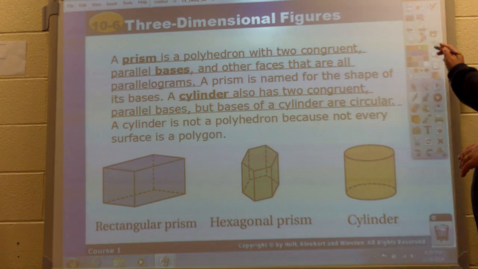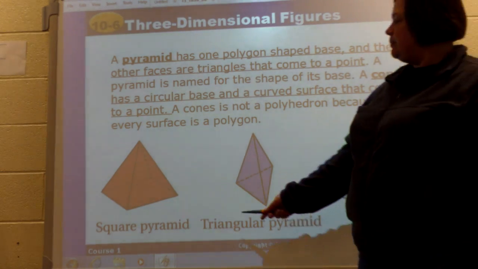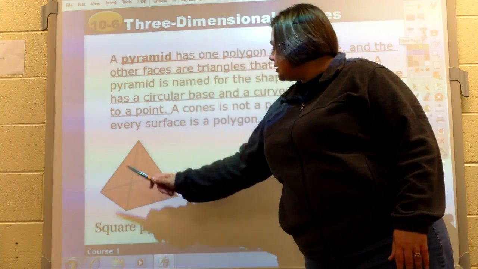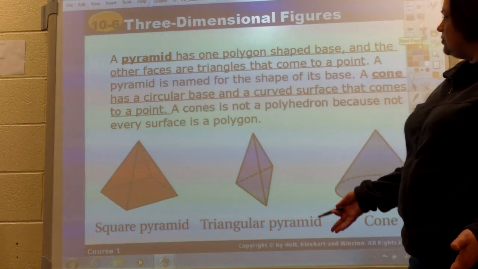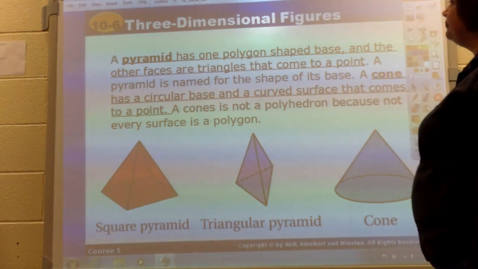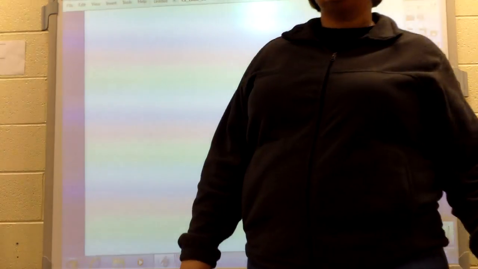These are just some examples of those. Pyramids, like I just said, you're going to have a base at the bottom, and then the triangular sides are going to come up to a point to make the pyramid. Okay, that's all for Lesson 6.